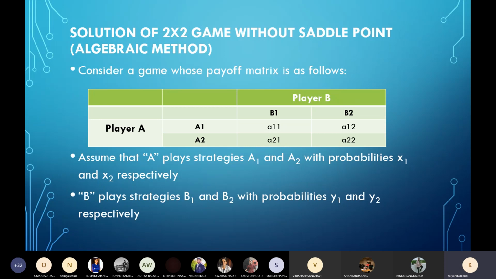Okay, so assume that player A plays strategies A1 and A2 with probabilities x1 and x2 respectively. Player B plays strategies B1 and B2 with probabilities y1 and y2 respectively. Okay, write this much quickly.